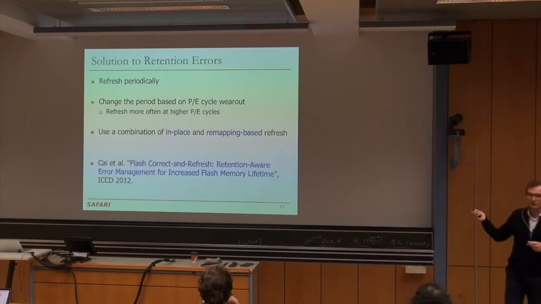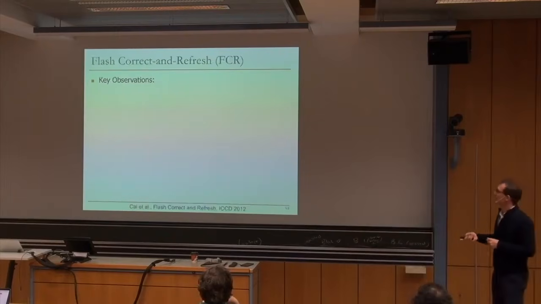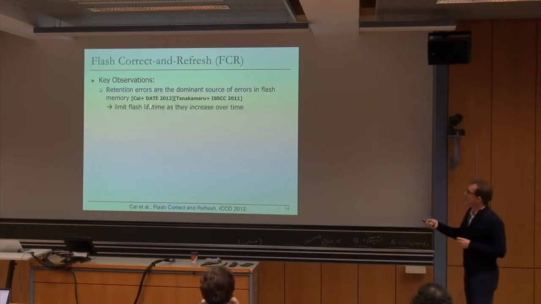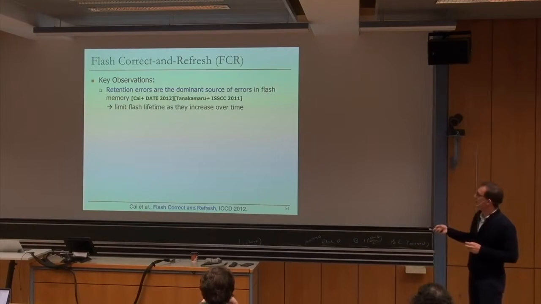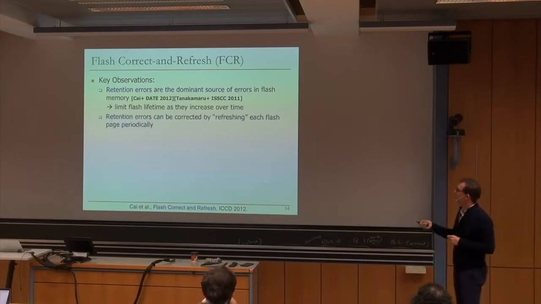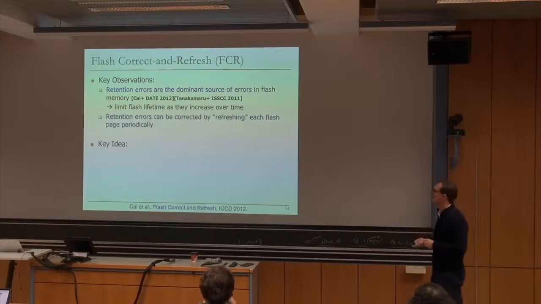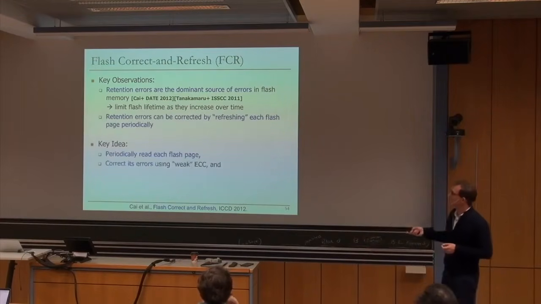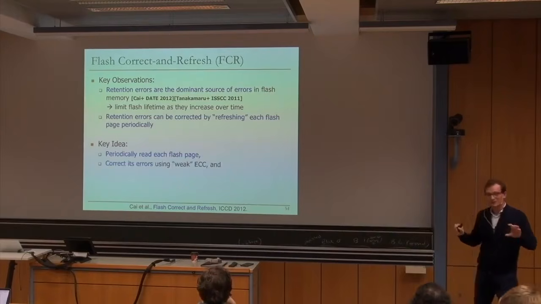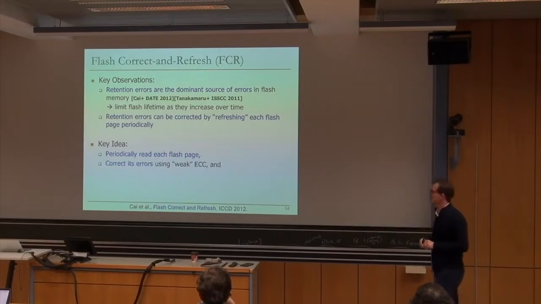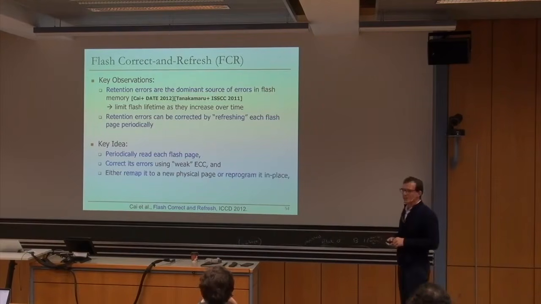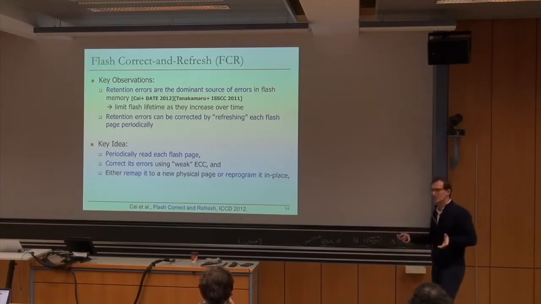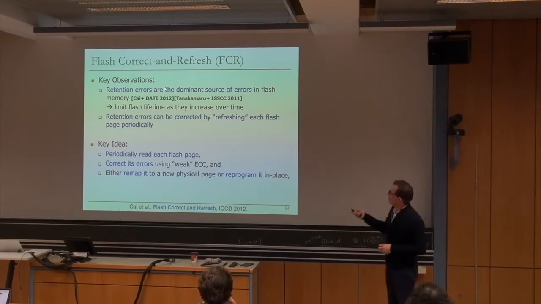It introduces how to do refresh in Flash. So let me go over the key observations. We've already observed this. We want to limit the retention errors, which limit flash lifetime as they increase over time, and retention errors can be corrected by refreshing each flash page periodically, obviously. So the key idea over here is to periodically refresh each flash page, correct its errors using weak error correcting codes, and either remap it to a new physical page or reprogram it in place. That's the idea. So it's called correct and refresh.